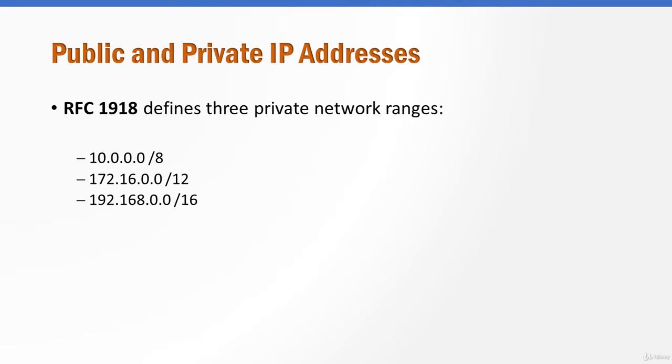And the third one you've also probably heard of. It's 192.168.0.0/16. So all of the IP addresses that have 192 in the first octet and 168 in the second octet, and whatever they have in the other 2 octets, belong to a private network.